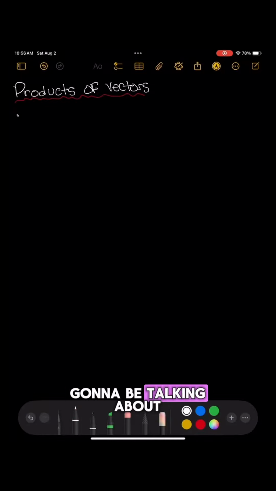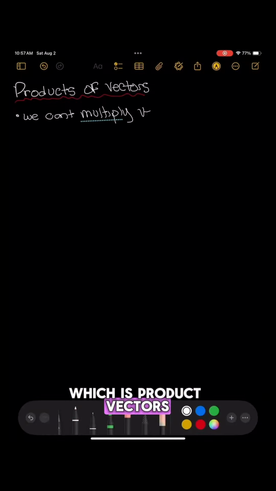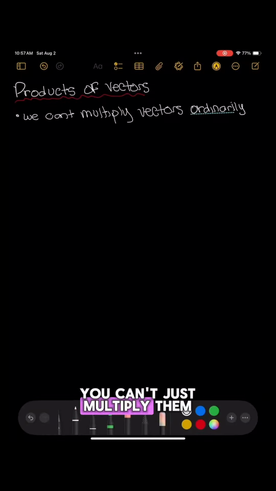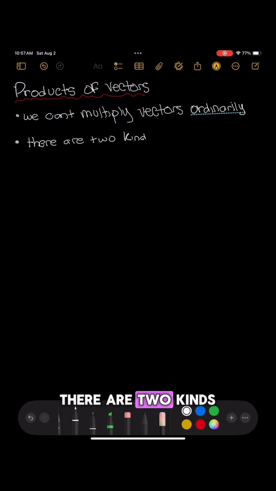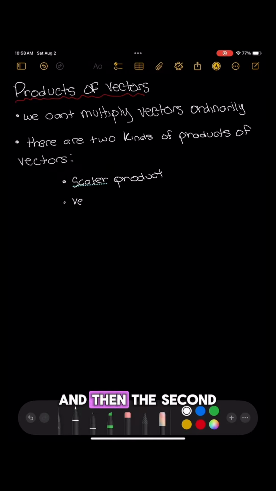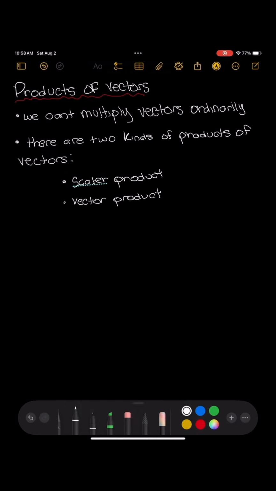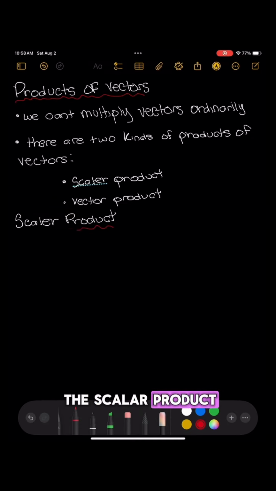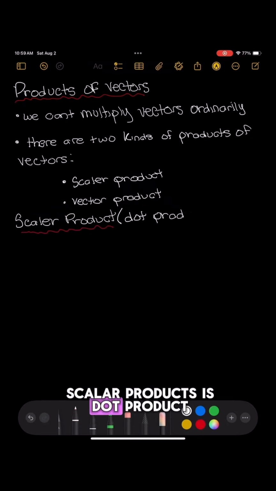Alright, so today we're going to be talking about a new topic, which is product vectors. The first thing to know about vectors is you can't just multiply them ordinarily. There are two kinds of different vector products we can talk about. The first being scalar products, and then the second being vector products. This video is going to be more focused on the scalar product. Another term used for scalar product is dot product.